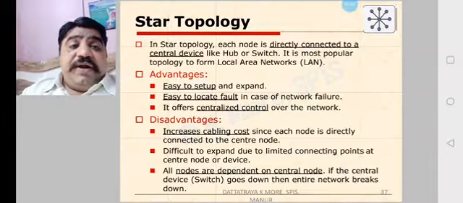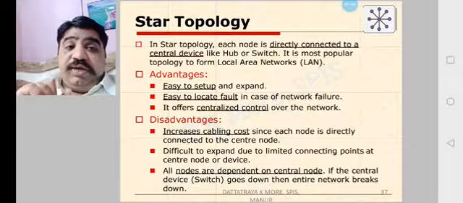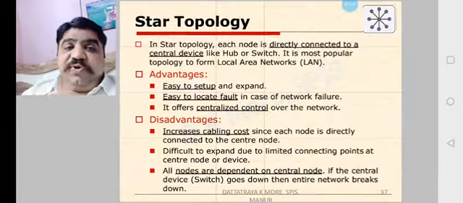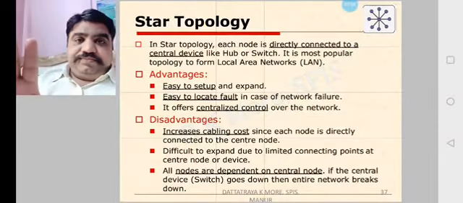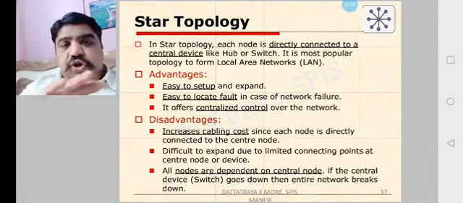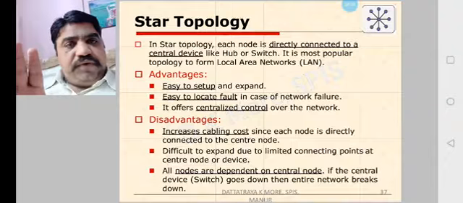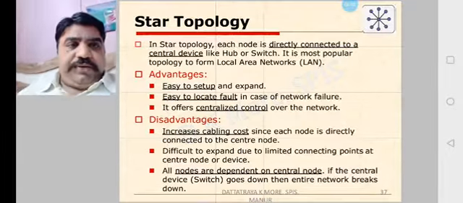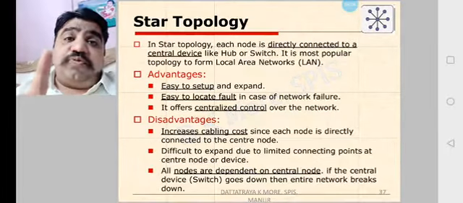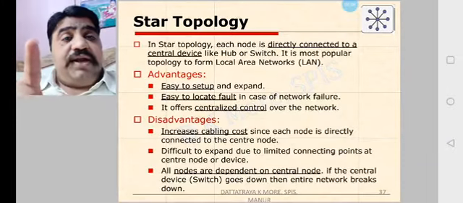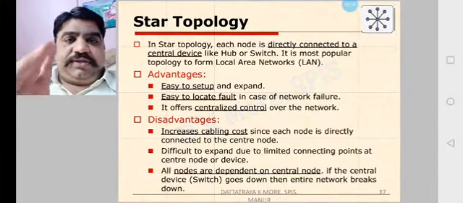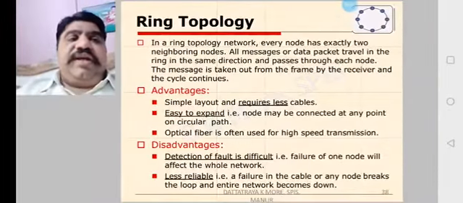All nodes are dependent on the central node. If the central device, the switch, goes down, then the entire network breaks down. If your hub or switch is not working, if it is powered off, your network is off totally. But overall this star topology is very important, very easy to understand, very easy to handle, and it is very famous nowadays. Next is the ring topology.